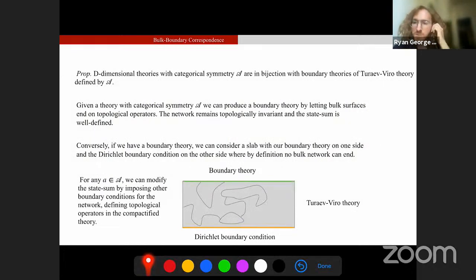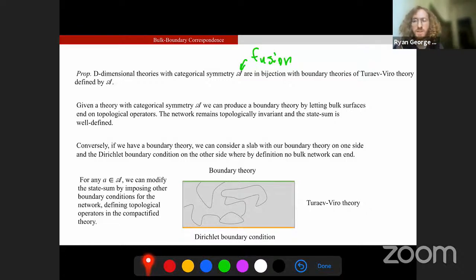So here's a proposition. D-dimensional theories with categorical symmetry A, where A is fusion, so very nice, very finite, are in bijection with boundary theories of this state sum, this TQFT, Turaev-Viro theory, which is constructed from A. Both directions are easy. Given a theory with categorical symmetry A, we produce a boundary theory of the state sum. We just have to say what happens when these surfaces meet the boundary: they end on the topological operator. We assume this theory has topological operators labeled by A, so the A surface ends on the A topological operator. And if we move the network a little bit, everything is topological.